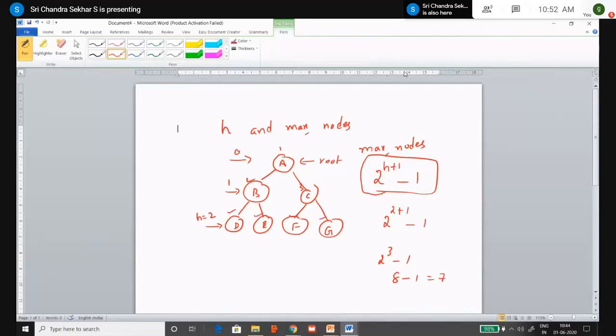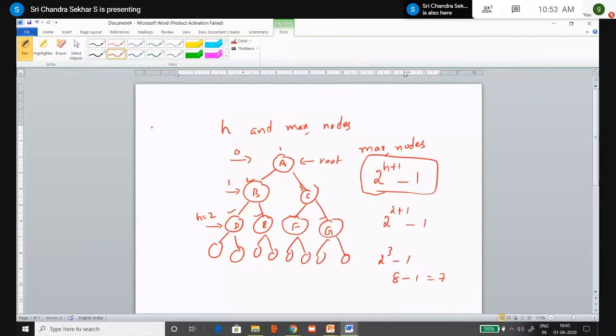H is equal to 2 and the maximum number of nodes are 7. We cannot say it, right? Let me take one more level. That means let me go to the next level, that is height is equal to 3. Maximum number of nodes means all the nodes should have 2 children, right? This is the only possibility to have maximum nodes, right?